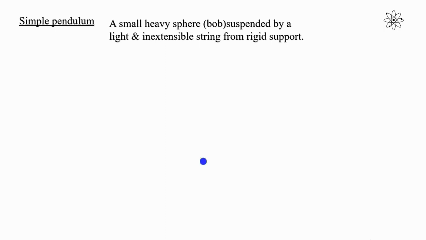A small heavy sphere called a bob, suspended by a light and inextensible string from a rigid support, is called a simple pendulum. As the bob is heavy, the whole weight of the bob is concentrated at a point known as the center of gravity. If I consider the whole system, it consists of a light string and a heavy bob. Hence, the whole weight of the system is also concentrated at the center of gravity.